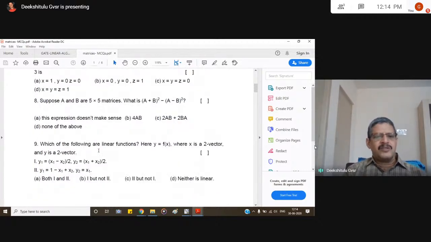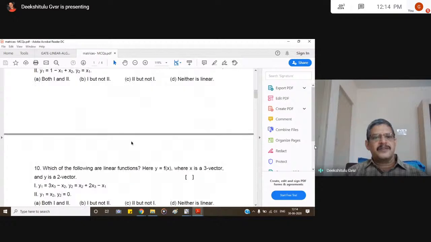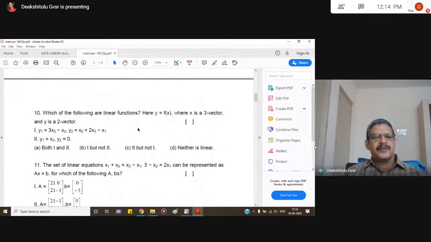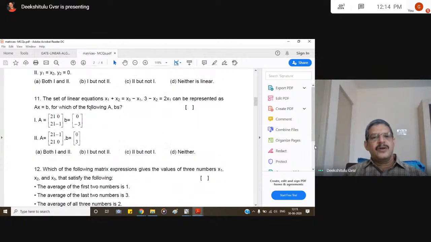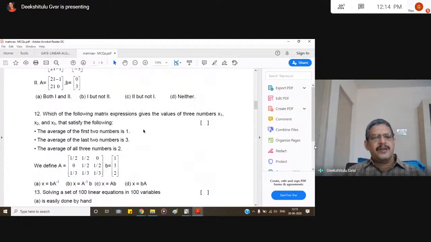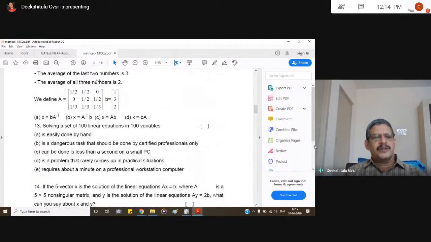Try it. Which of the following are linear functions? If y is equal to f of x, where x is a 2-vector and y is a 2-vector. So you try this. Which of the following functions are linear functions? y1 is 3x3 minus x2, y2 is x2 plus 3x3 minus x1; y1 is equal to x2, y2 is equal to both 1 and 2. The set of linear equations can be represented. So this is also about which of these equations are linear. All these are the basics of vector spaces.